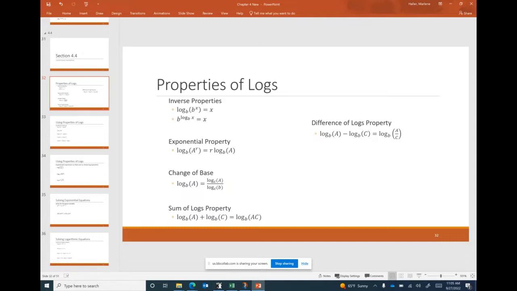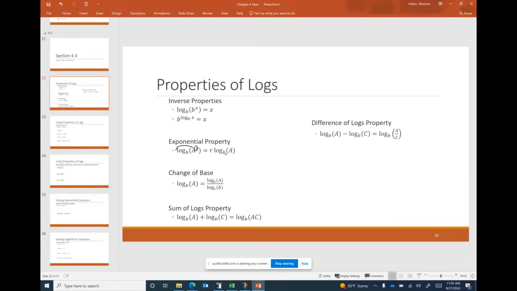We talked about the logarithmic property of exponents, very useful, which says that when there's an exponent in the argument of a logarithm, we can bring it down and make it a coefficient of the logarithm, or we can turn it into a product. So log base b of a to the r power can be rewritten as r times log base b of a.